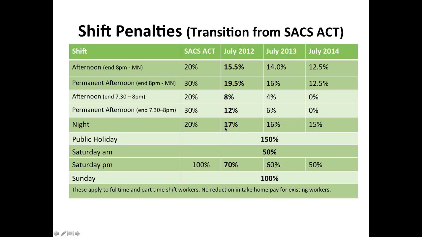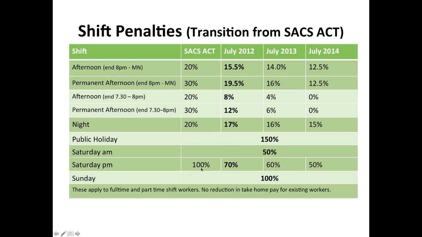The night shift was 20%, needs to go to 15% in line with the move to the modern award. You'd be applying 17% loading to a night shift at the moment, and from July this year that'll go down to 16%. Public holidays is maintained at 150%. Only difference to weekend loading here is a Saturday morning remains the same at 50%.